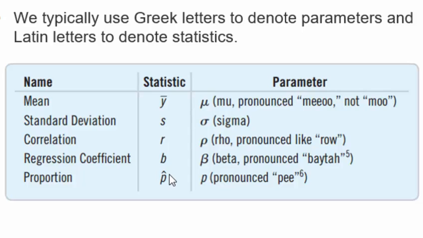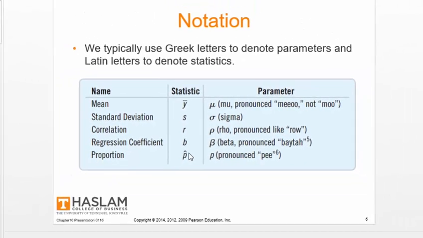P and q are complements of each other. That means 1 minus p is q. So if p is 0.2, q is 0.8. And also p hat and q hat are complements of each other. It's just for the sample then. So if the sample proportion is 0.2, the complement of the sample proportion is 0.8. And that'll come into play later on. But this is some great notation right here: sample statistics versus population parameters.